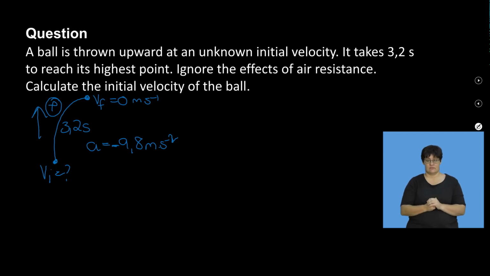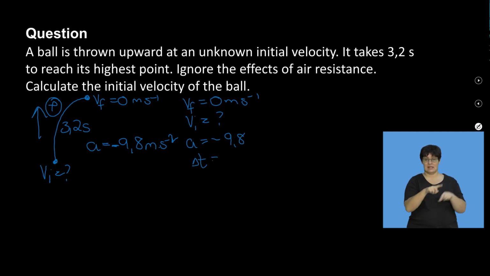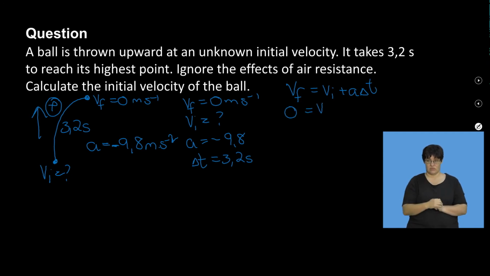We like a question like this because hopefully you can already see VF is 0, VI is what I'm looking for, A is minus 9.8, and delta T is 3.2 seconds. This is nice. It's the first equation. It's the easiest one to use. So we know that VF equals VI plus A delta T. VF is 0. We want VI. That's minus 9.8 times 3.2.